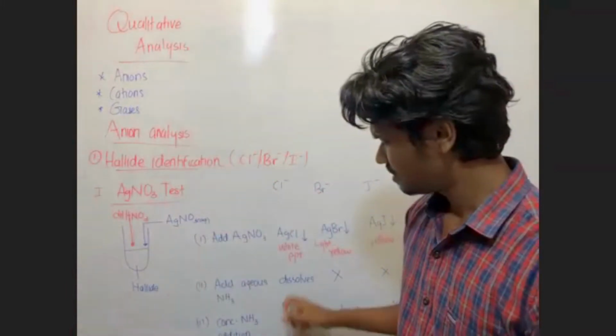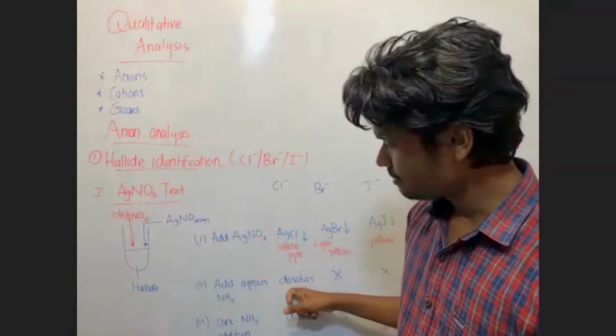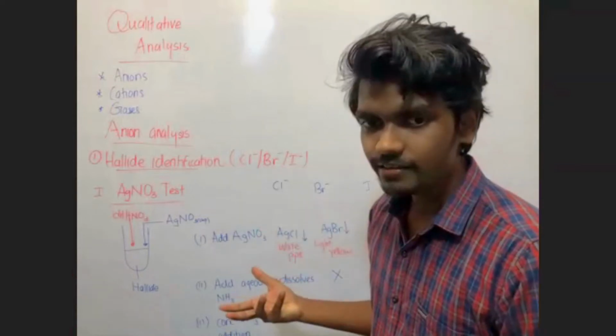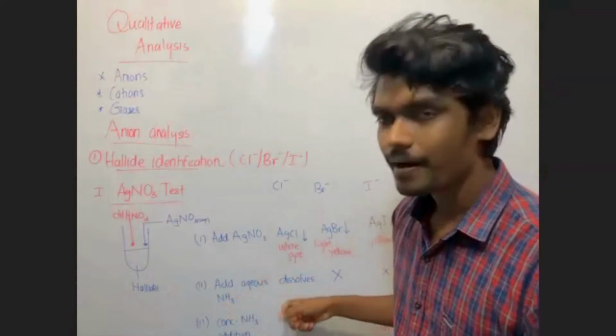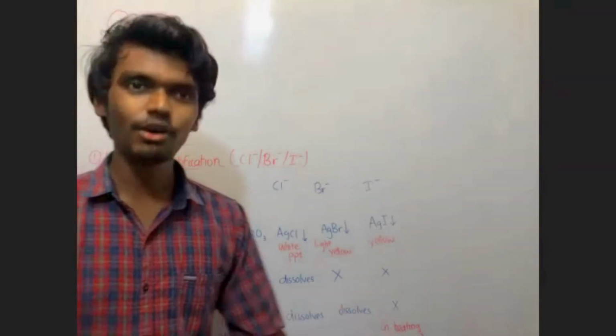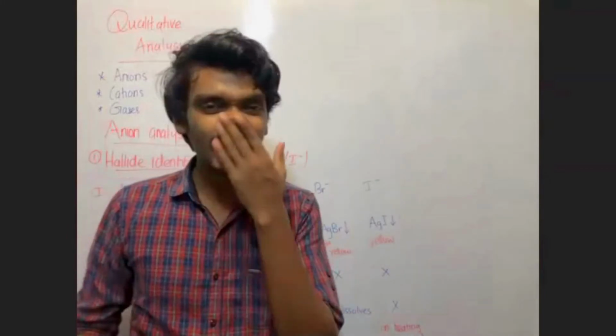So AgCl, when you add ammonia, it dissolves. If it dissolves, how is it going to dissolve? There should be a reaction, right? What kind of reaction is it? If it dissolves, there should be a significant reaction shown.